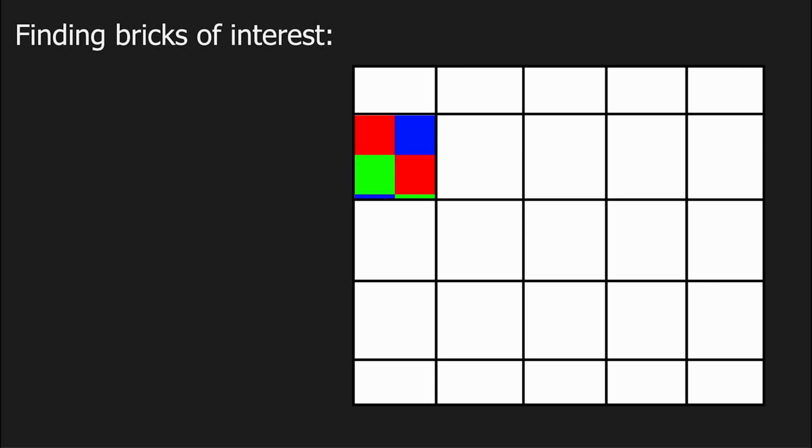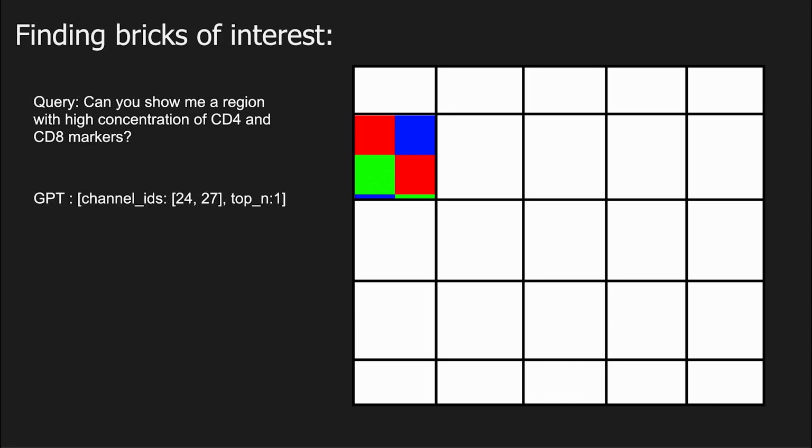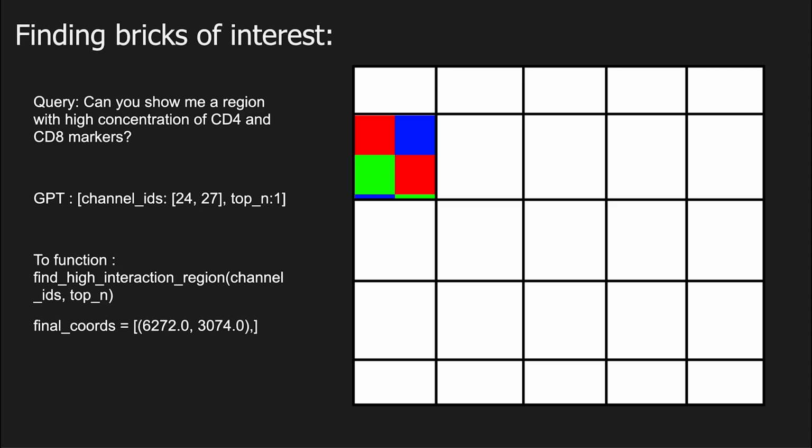In this grid, for every channel we get a statistic value, like the mean, average, or also the standard deviation of the protein channel distribution within that brick cell. And then the LLM can translate questions like "show me this and that marker" into finding which IDs those markers have, and then also defining how many of those bricks are of interest to be retrieved back. And then finally it calls a function to retrieve them and then shows them to us.